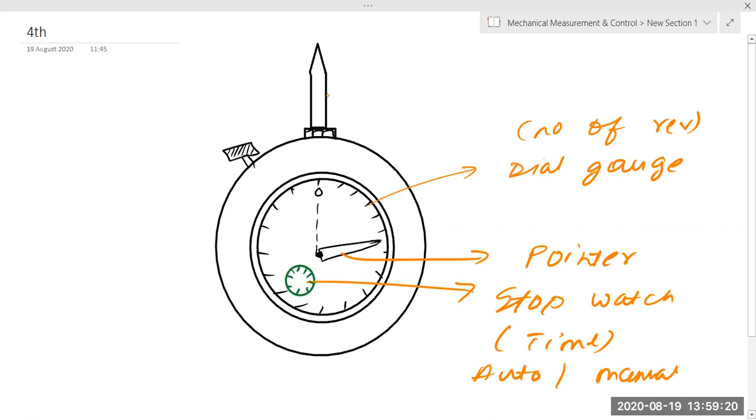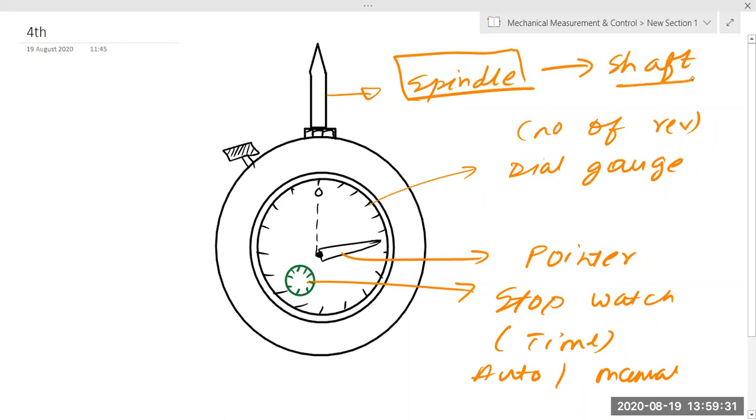This will be my spindle. This spindle will get connected to the shaft whose speed I want to measure. Suppose this is my shaft, this is the front view of the shaft, you can see the circular portion, and here I will place my spindle in this way. Whatever the rotation of the shaft is, I will have the same rotation for this spindle, so the spindle will also rotate with the same angular velocity.